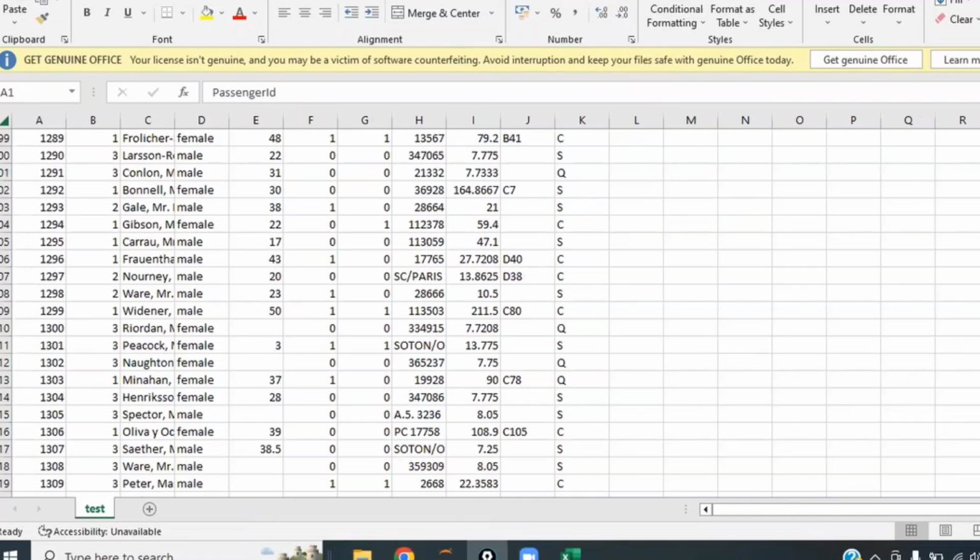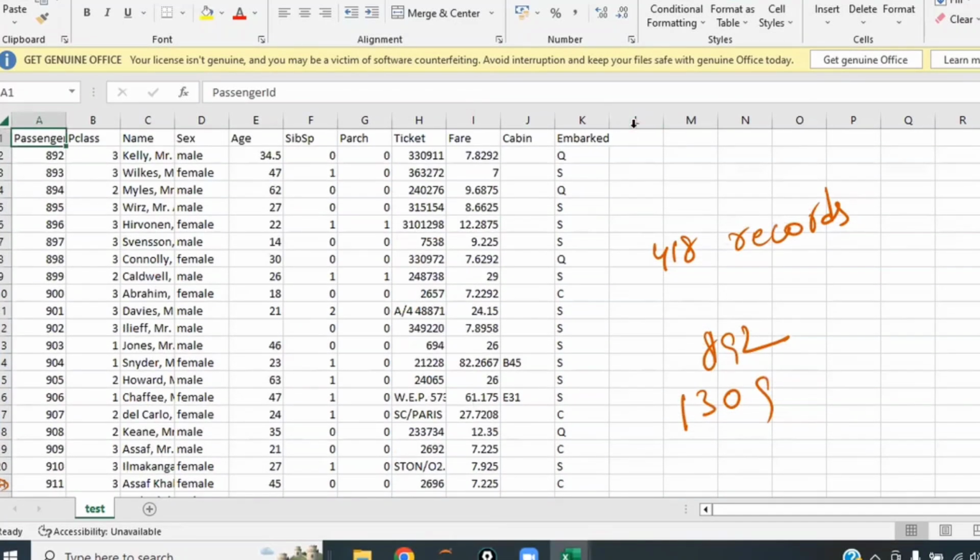In total you have 418 records. Here you can see 419, but if you ignore the first row, which is the heading, there are 418 records. The passenger ID starts at 892 and ends at 1309. For these 418 records, we have to predict the y value, whether the person survived or not survived.